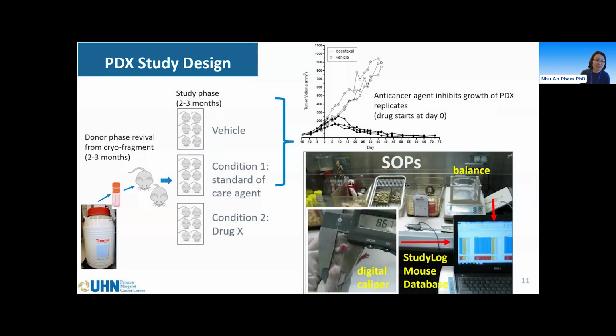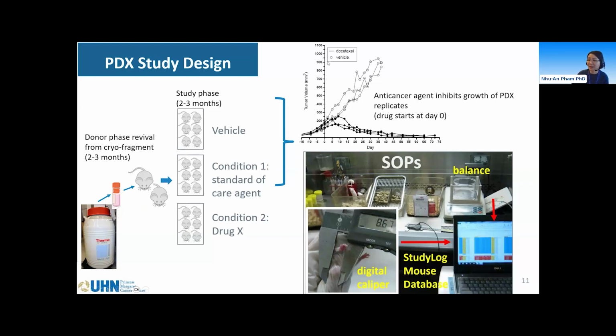So this slide shows a typical PDX efficacy drug study design. We tend to use cryovials, and we implant them into mice in what we call the donor phase. And we tend to use the expansion from fresh tissue into the experiment phase. And you can see here, for example, a 3-group experiment, 3 different conditions: the vehicle, a standard of care drug, for example, and a novel drug to be tested. Different replicates can be used, and anywhere between 3 to 12 are the mice replicates.